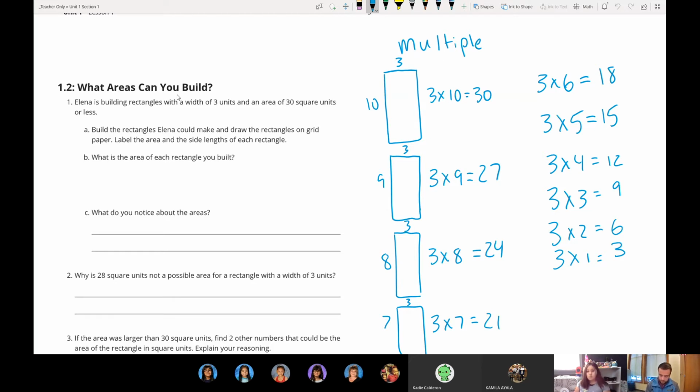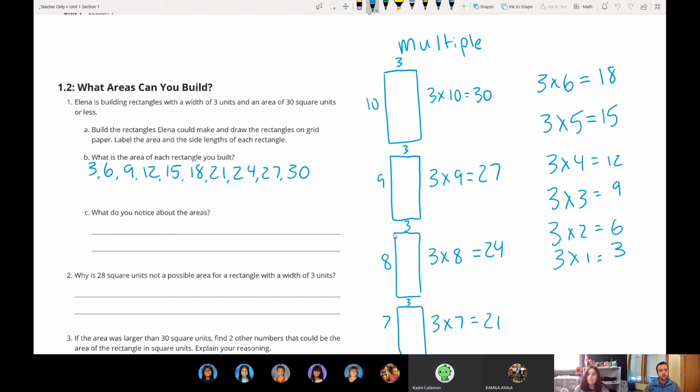what is the area of each rectangle you build? Well, we had 3, 6, then we went to 9, 12, 15, 18, 21, 24, 27, and 30. All right, so my question for you now, these were the areas of each rectangle that we built together.